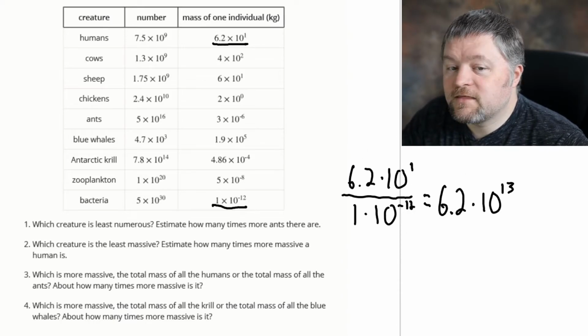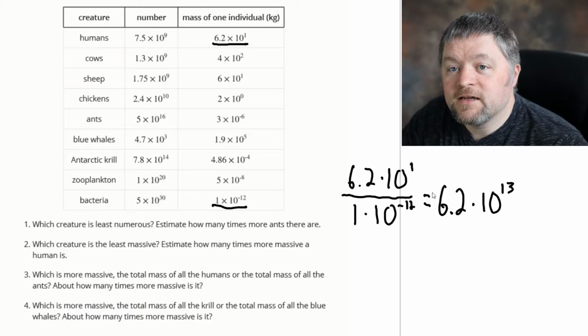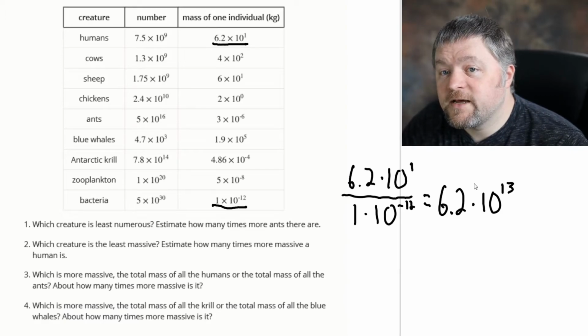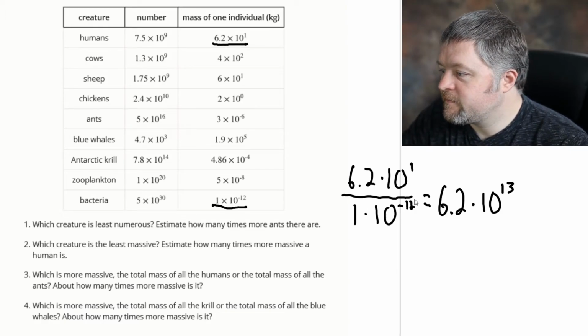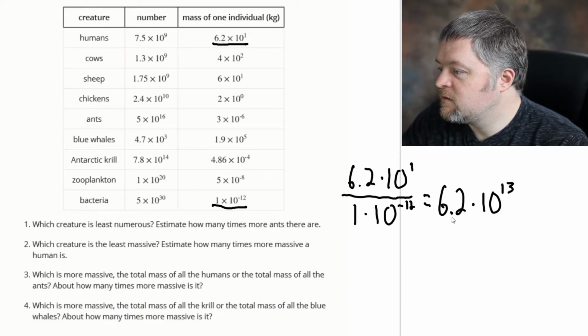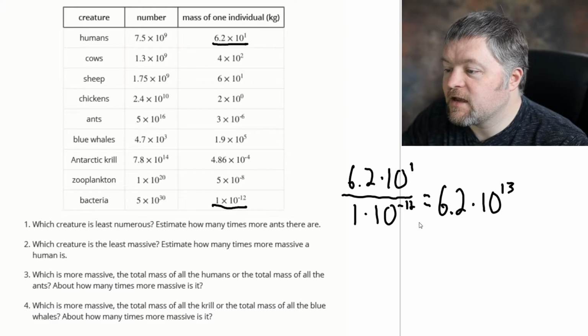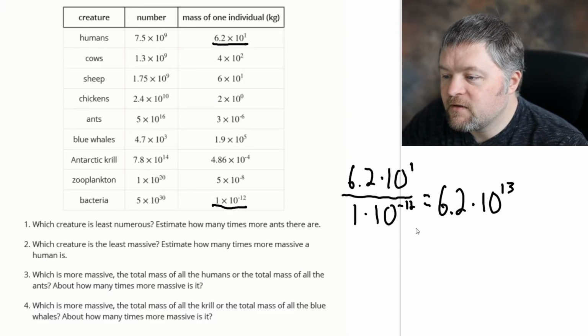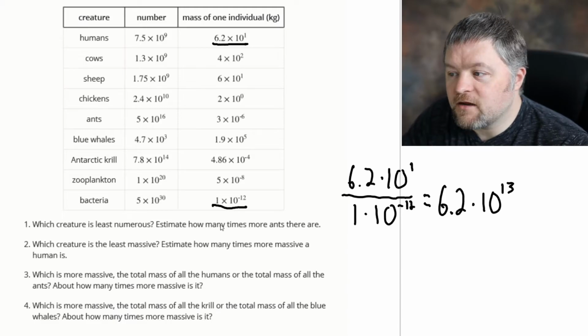So that's a nice little look into the thought process you have to do when you make a mistake. Does my answer make sense? Well, our first answer didn't make sense. Now, we can tell that a human is many, many, many times more massive than bacteria.